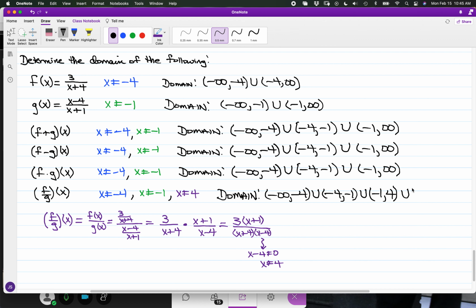And then rounding out the rest, we have those values of x greater than 4. Again, for the number of exclusions: one exclusion gives 2 subintervals, 2 exclusions give 3 subintervals, and now with the quotient function we have 3 exclusions, from which we have 4 subintervals. So it's kind of a long interval statement.